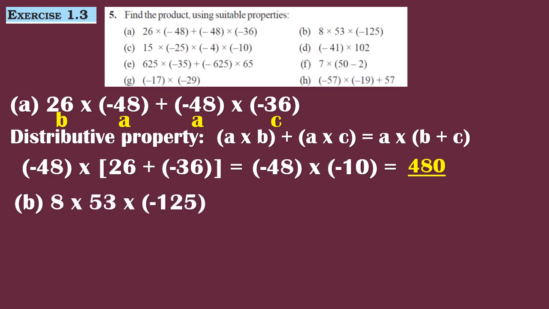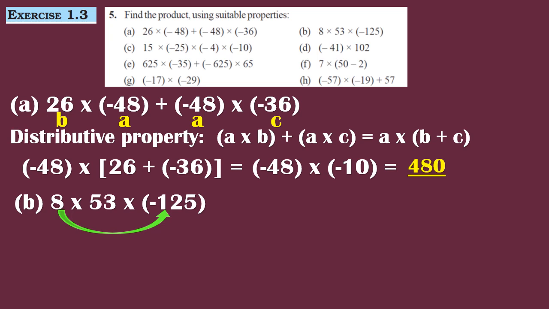Now question B. 8 into 53 into minus 125. Here it is multiplication. So we know we can multiply any three numbers in any order as per the associative property. So first we have to look into the numbers and see which two numbers, when you multiply, give a multiple of 10. That we have to observe and find out first, and that has to be multiplied first. So here 8 into minus 125. 8 into 125 is how much? It is 1000. So 8 into minus 125 we will write first.